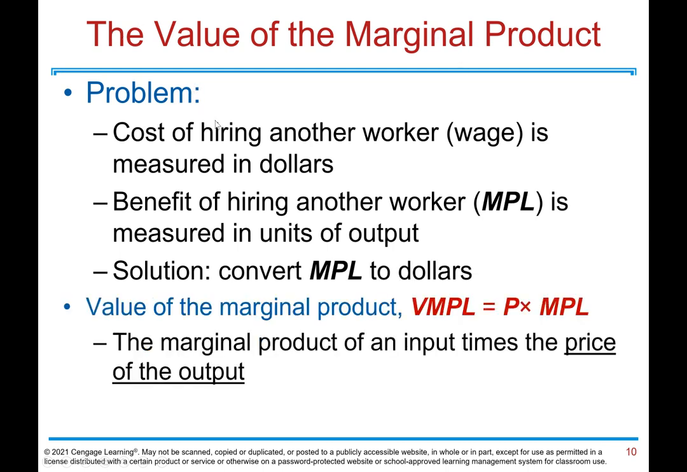Problem: the cost of hiring another worker, the wage rate, is measured in dollars. The benefit of hiring another worker, MPL, is measured in units of output. Solution: convert MPL to dollars. The value of the marginal product, VMPL, is equal to P times MPL: the marginal product of an input times the price of the output.